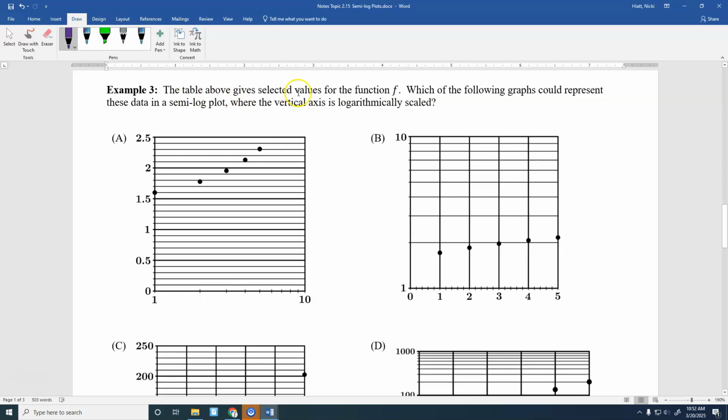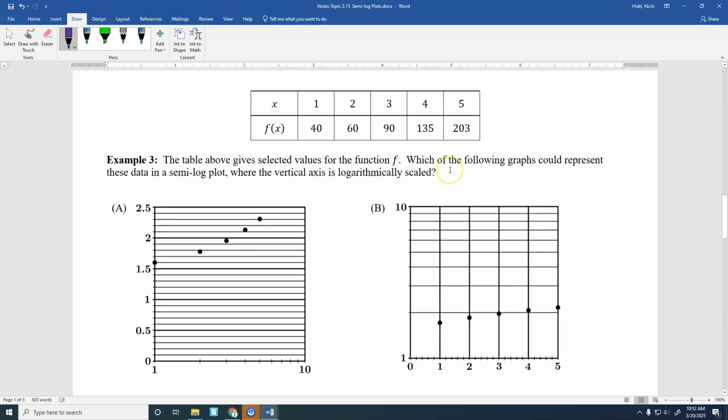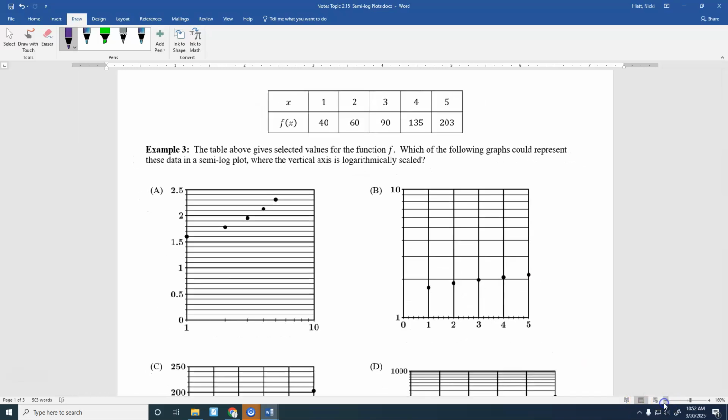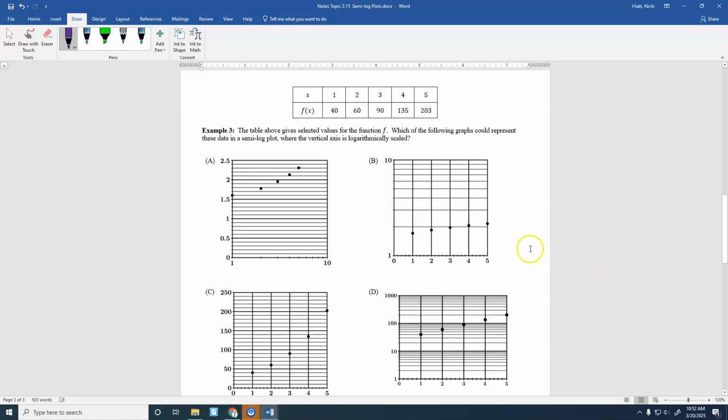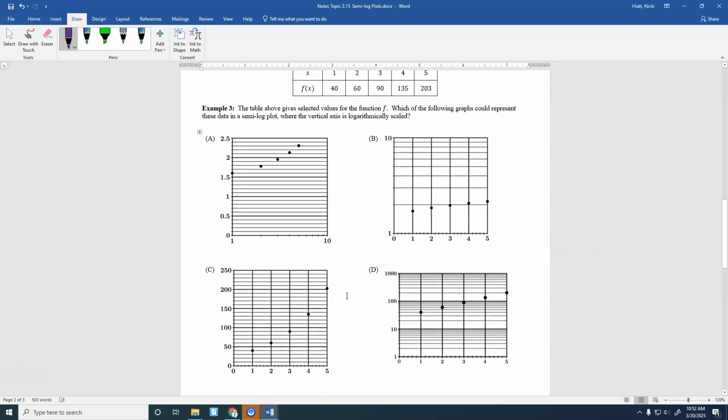So the table above gives selected values for the functions. Which of the following graphs could represent these data where the vertical axis is logarithmically scaled? There are 2 answer choices we should throw out immediately. Honestly, I'd say there's 3. The answer's pretty obvious pretty soon. There's 2 of them that are not logarithmically scaled. Which graphs are not logarithmically scaled at all? Well, actually, on the y-axis.